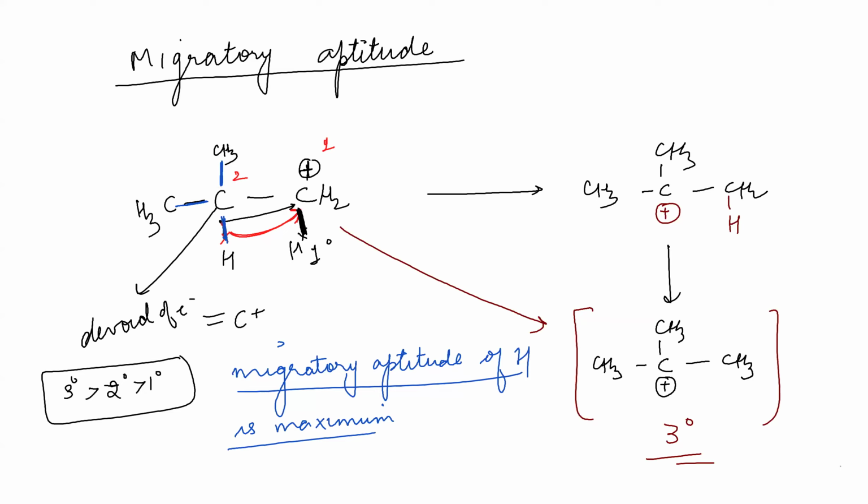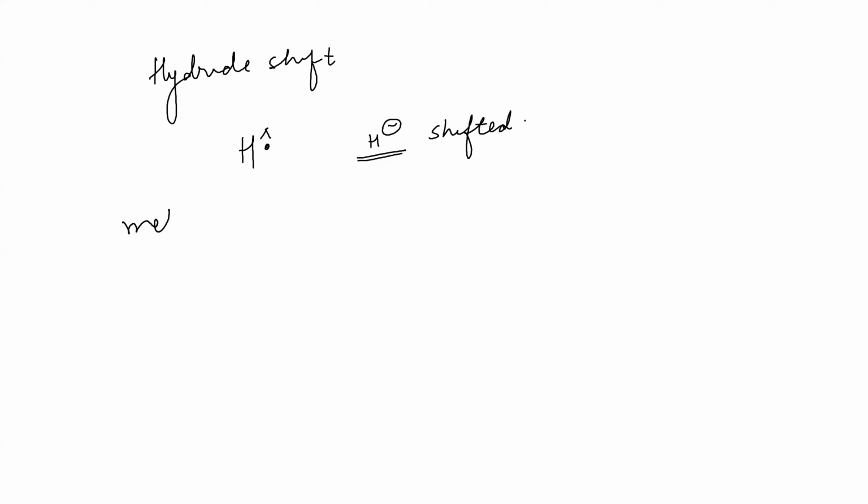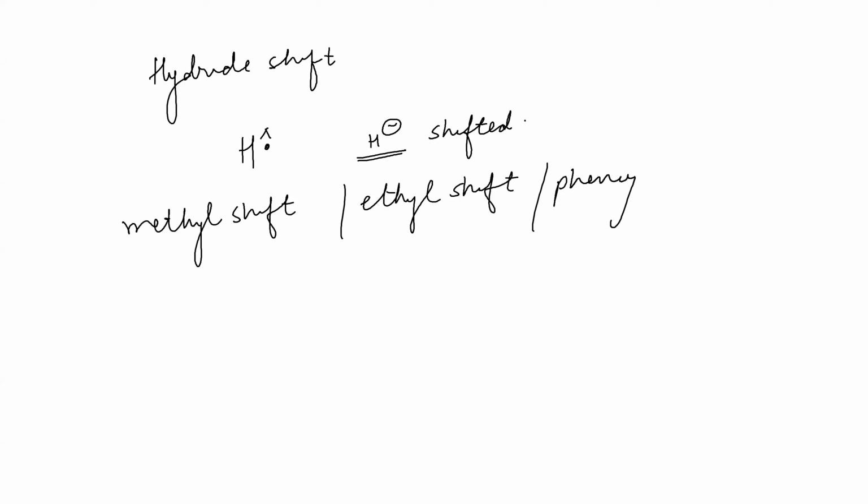Now, similarly, there could be multiple shifts. So this is called a hydride shift. Now, why is it called a hydride shift? Because the hydrogen shifted with its own electron and an extra electron. So ideally, it is H negative getting shifted. Hence, it is a hydride shift. But there can be multiple shifts. There can be a methyl shift, an ethyl shift, a phenyl shift. That means anything can shift.